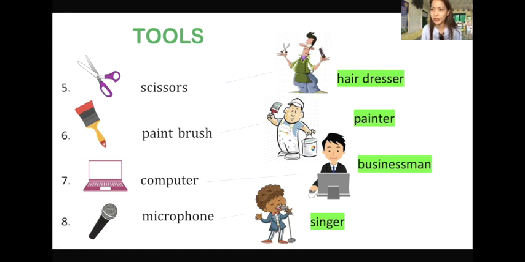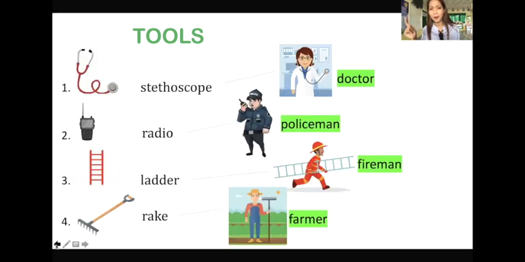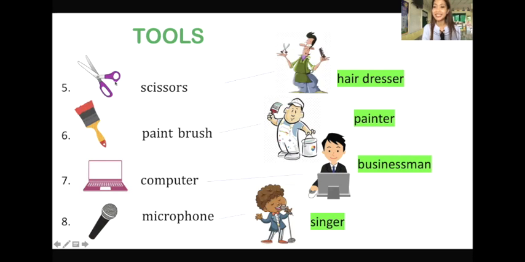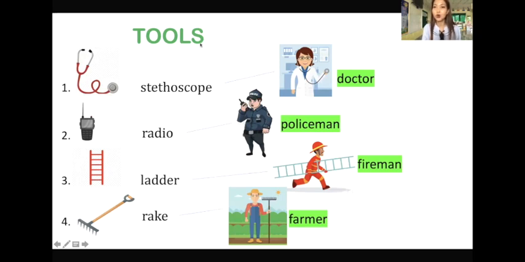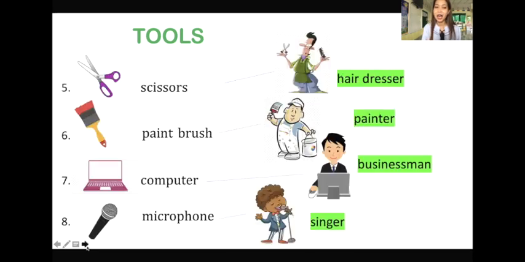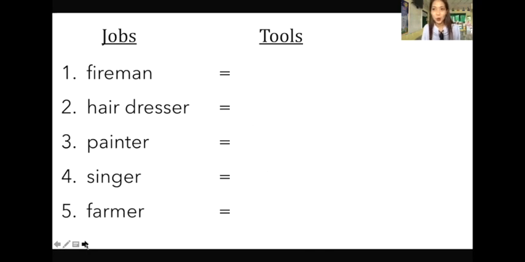Okay, so before we have a test, you are going to have homework today, okay? But before that, let's go back and let's review the words once again. Number one, please say stethoscope. Number two, radio. Number three, ladder. Number four, rake. And number five, scissors. Number six, paintbrush. Number seven, computer. And number eight, microphone. So these are examples of tools. Tools. That's correct.